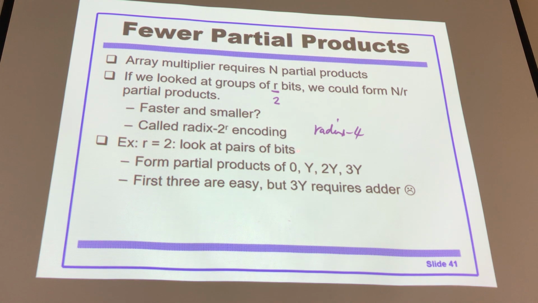R is 2, look at the bits here. Form partial products: 0, y, 2y, double the multiplicand, and 3y. The first 3 are easy, let's say. But 3y requires an adder, which is bad. There is delay, which we are trying to avoid. So any idea?